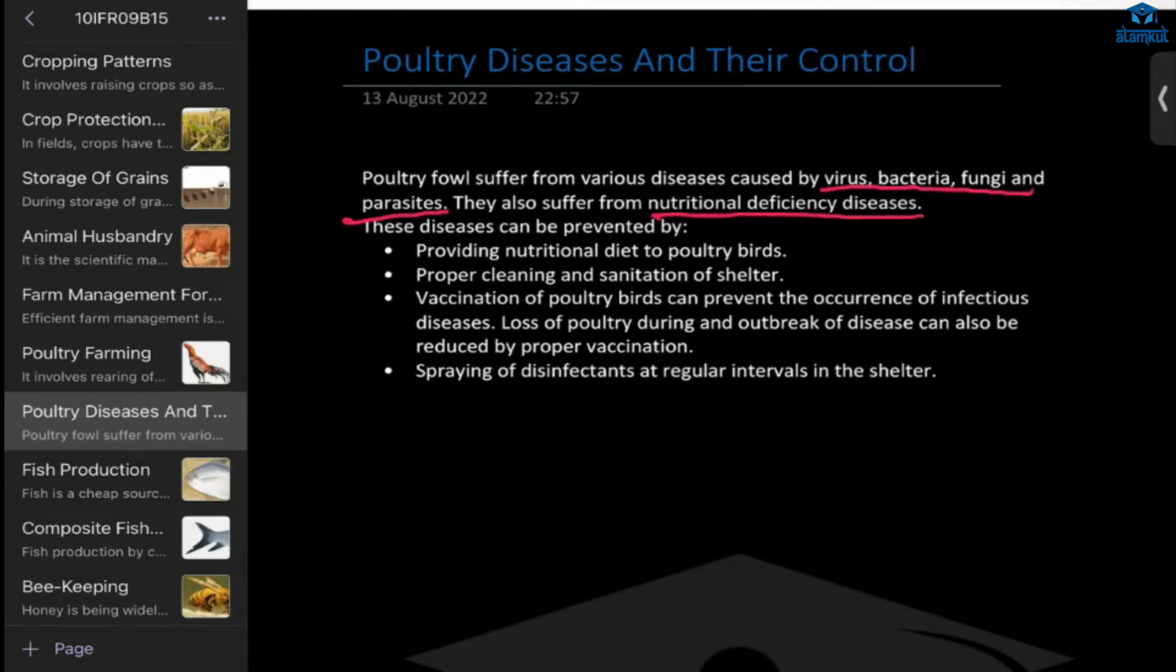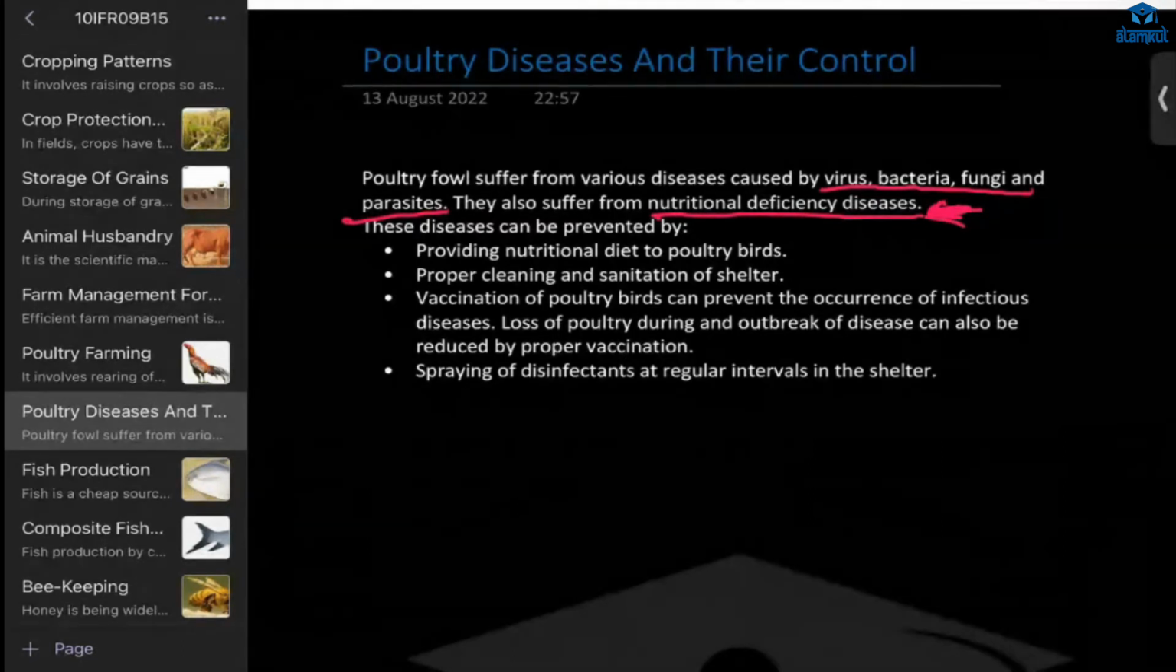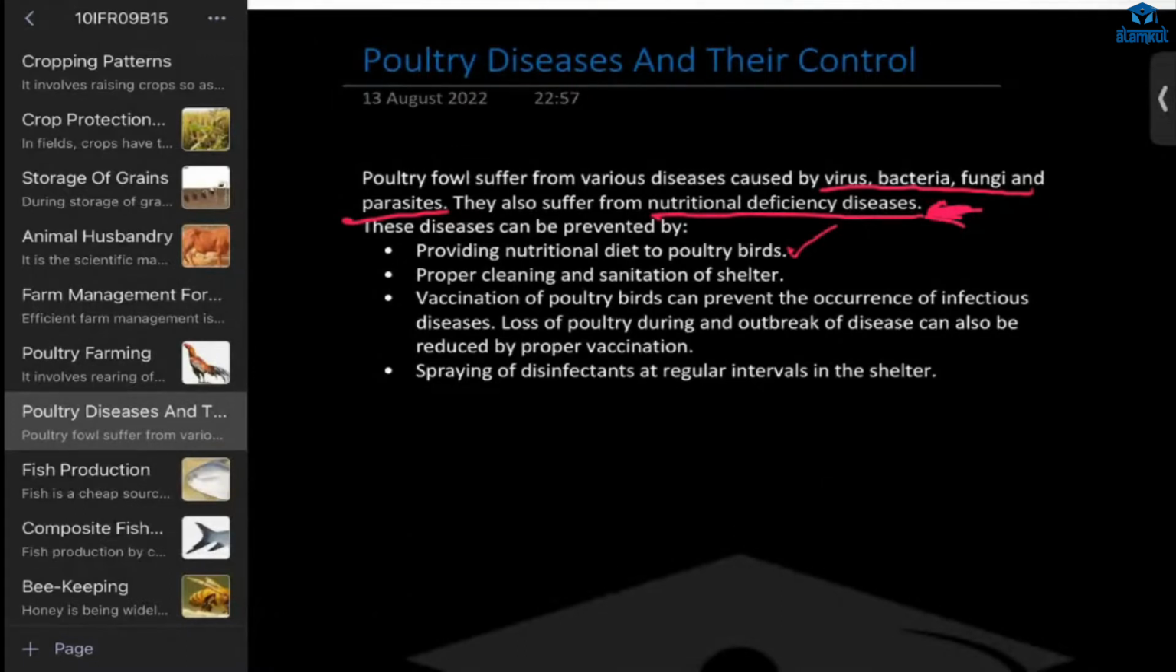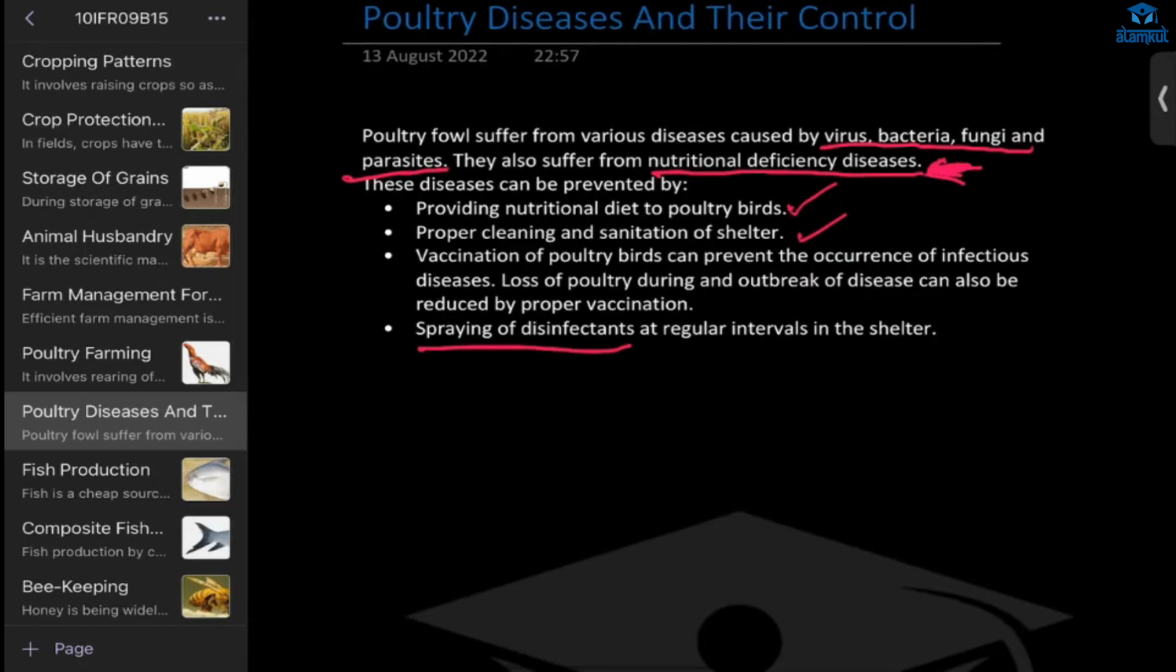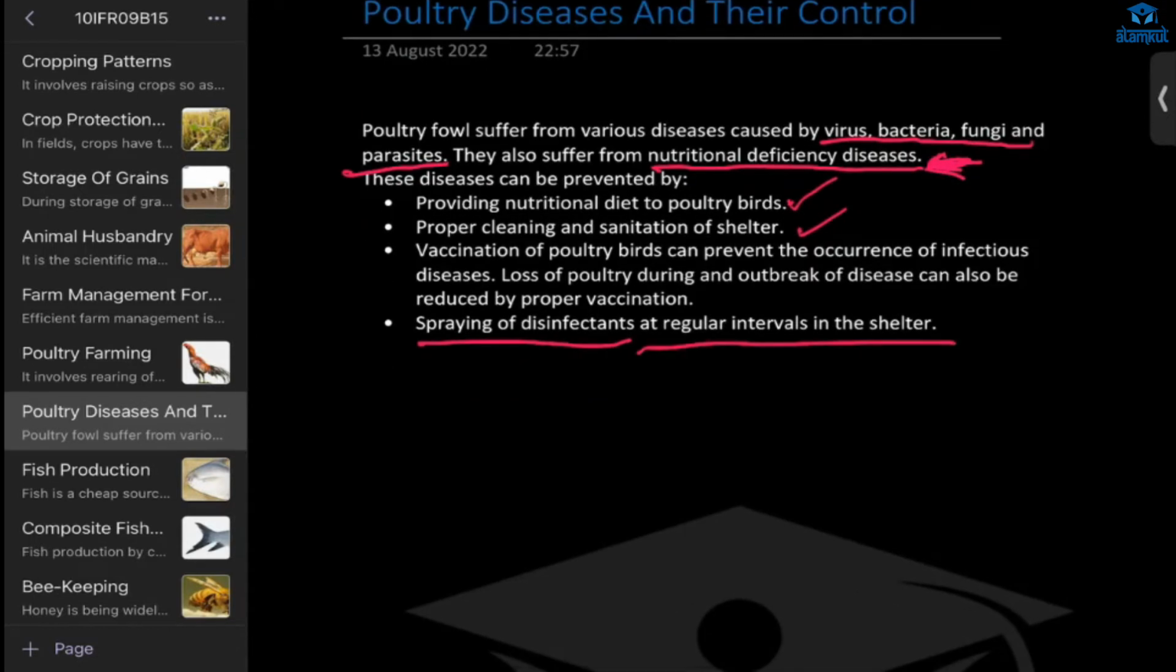Suppose the proper nutrition, the quantity, is not there, then they will suffer from deficiency. So a proper nutritious diet should be given, then proper cleaning and sanitation of shelter, then vaccination. Then they can also spray disinfectants, the chemicals, at regular intervals.